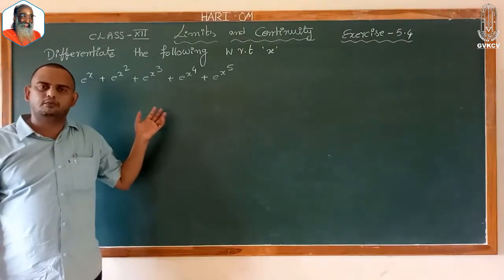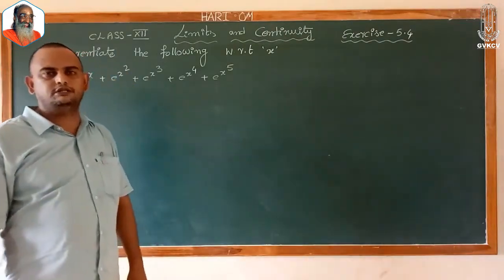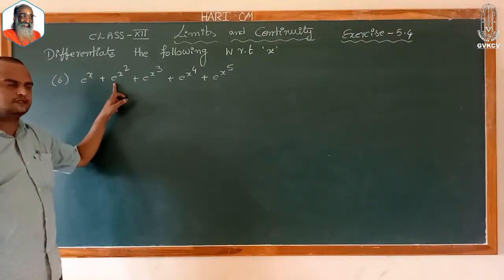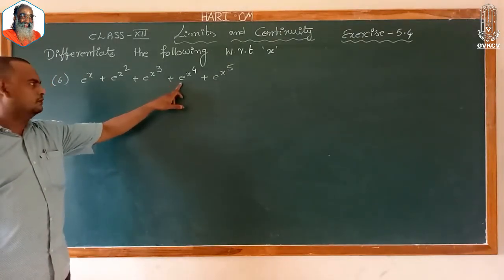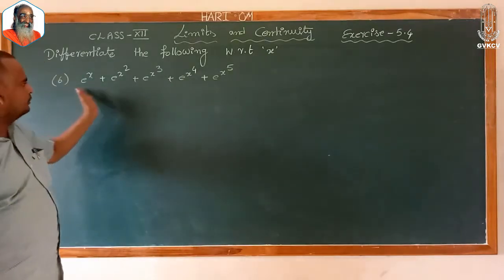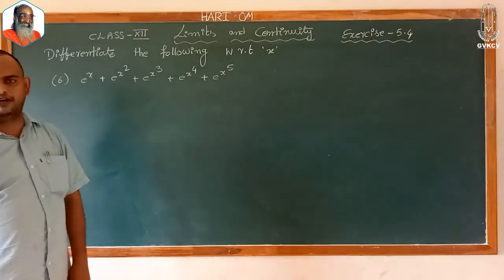Let us come to problem number 6. What is problem number 6? e^x plus e^(x squared) plus e^(x cubed) plus e^(x^4) plus e^(x^5). We have to find the derivative of this entire function.